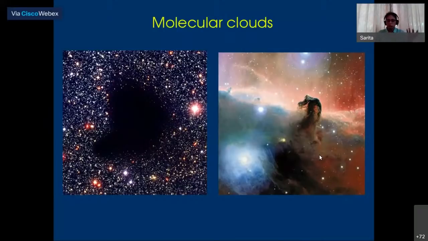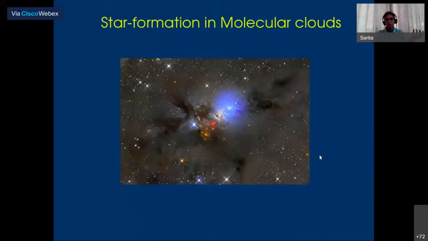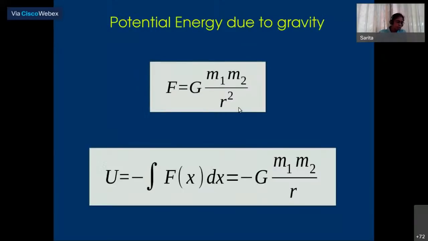Now, how is a star formed? Let us look at the process of star formation. This is, of course, a cloud where stars are being formed. As you can see here, these are stars which are being formed. Now, let us look at the process of star formation itself. All of you know that the gravitational force due to two masses is given by this expression.